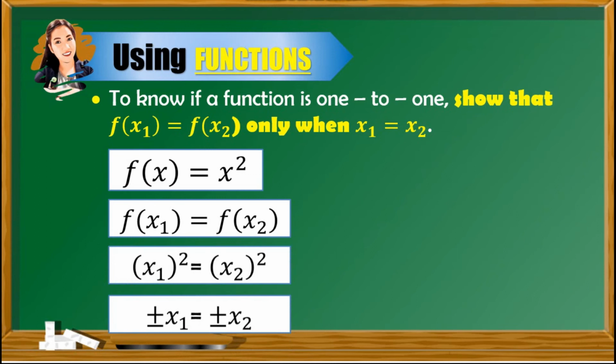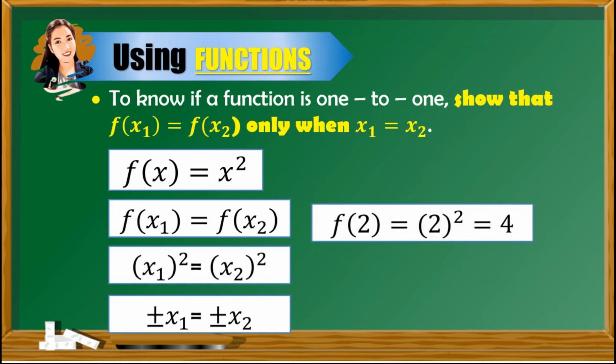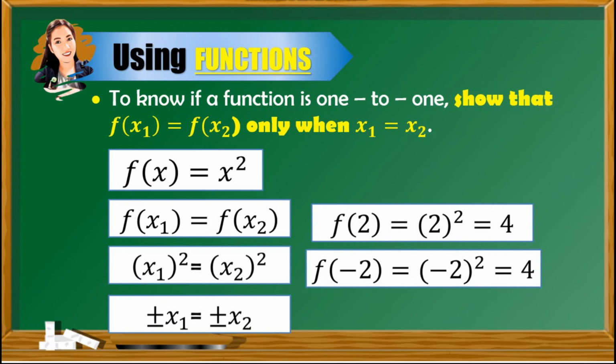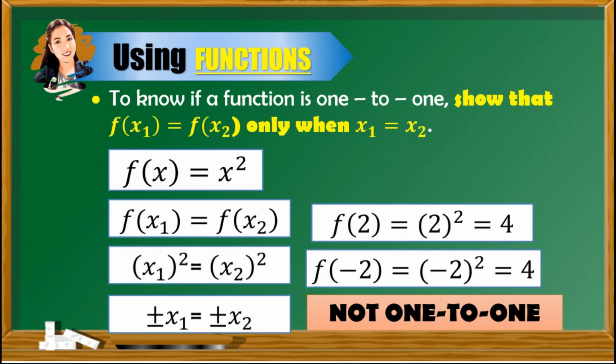So what's the meaning of this? We could have two values of x that will result in one y value. Let's say we have f of 2. 2 squared is equal to 4. And if we have f of negative 2, when you square it, the answer is also positive 4. With this, we could say that f of x is equal to x squared is not one-to-one.